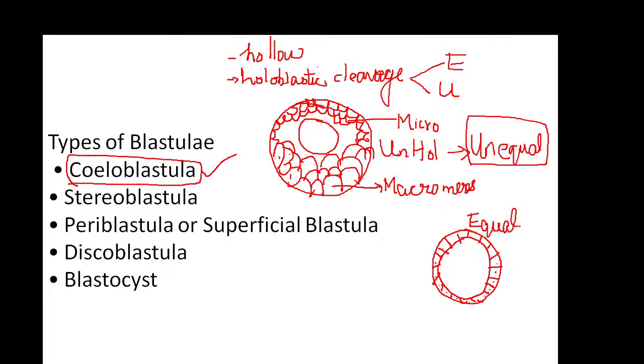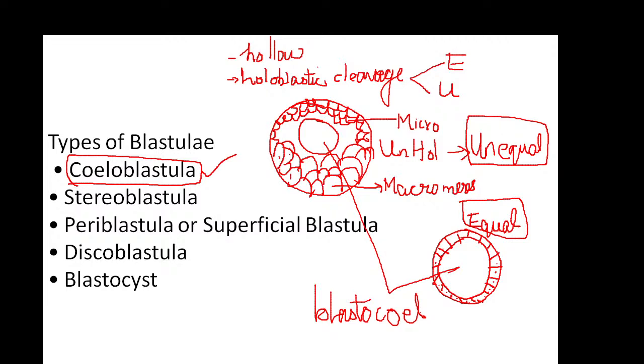So, types of blastula. The first type is coeloblastula. Coeloblastula is simply called a holoblastula. Since it is a blastula with a cavity inside, it is called holoblastula. The cavity is called blastocoele. This is the blastocoele. Now coeloblastula is of two types, equal coeloblastula and unequal coeloblastula. The blastula formed as a result of equal holoblastic cleavage is equal coeloblastula. The blastula formed as a result of unequal holoblastic cleavage is unequal coeloblastula.